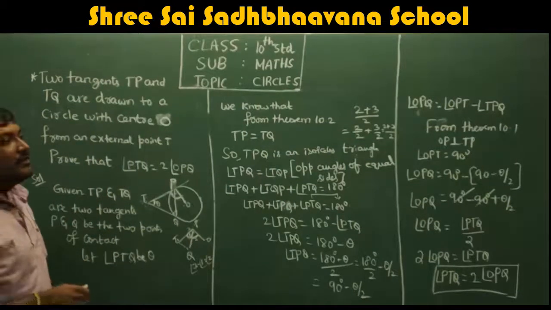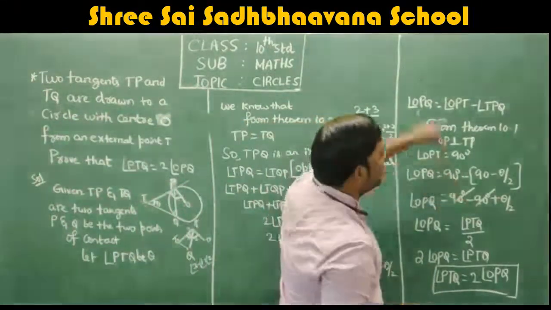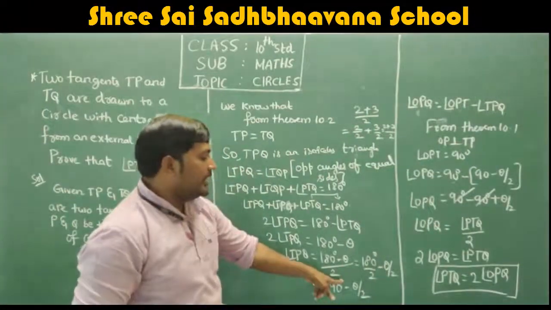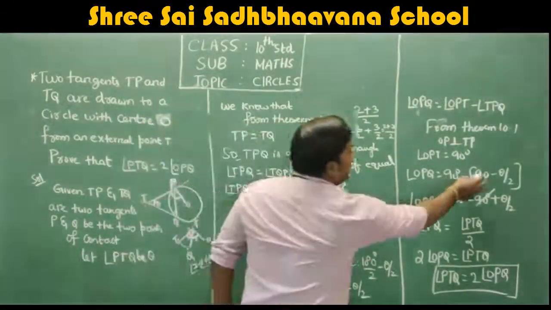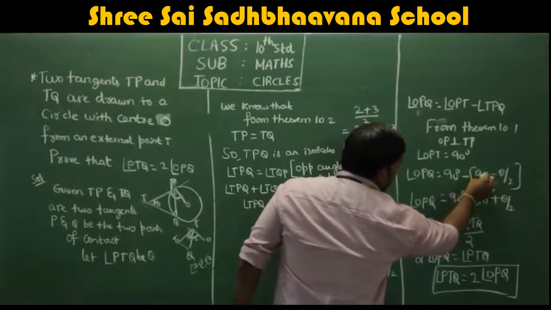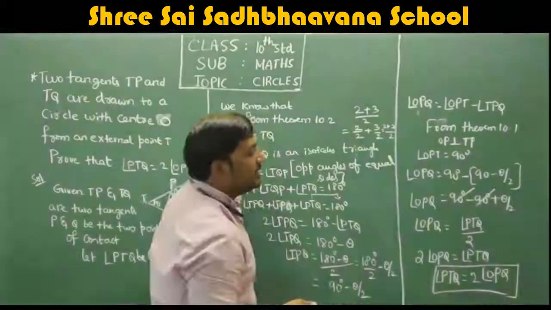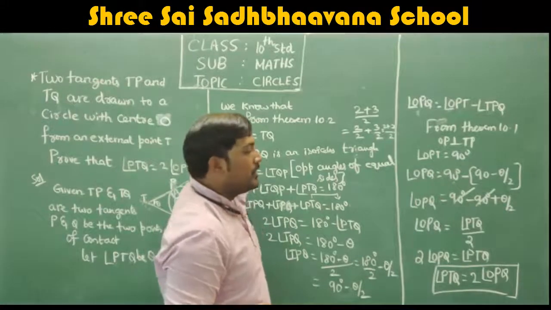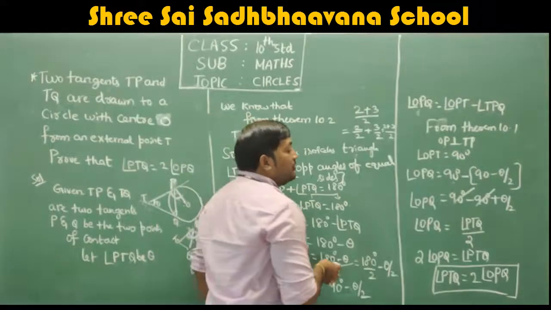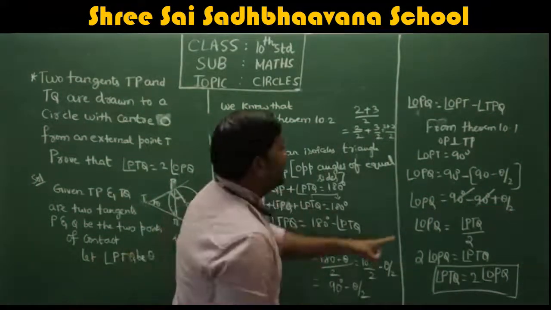So if that is 90 degrees, just substitute over there. Angle OPQ is equal to 90 minus angle TPQ, which we found here. How much is it? 90 minus theta by 2. So write it: 90 minus (90 minus theta by 2). This negative sign will go inside, so minus 90, minus into minus is plus. So it becomes 90 degrees minus 90 degrees plus theta by 2. The 90 degrees and 90 degrees, plus and minus, both get cancelled and we are left with theta by 2.